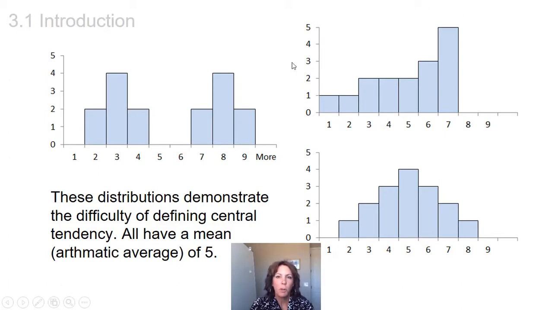We have a similar problem over here with a skewed distribution. And if you will recall, this is a negatively skewed distribution. 5 isn't really the most representative number here either. But if we look down to the normal distribution, 5 is the perfect sort of center of that distribution. It's the most representative score. It makes sense. So when we have a normal distribution, using the mean is going to be fantastic. But when we don't have a normal distribution, we have to look at some other measures of central tendency.